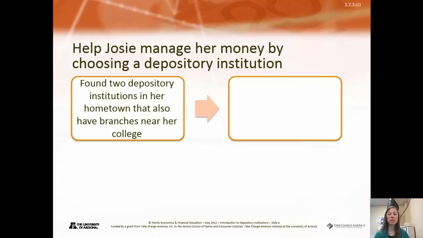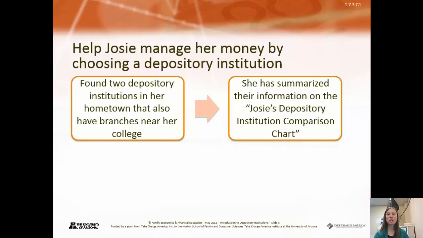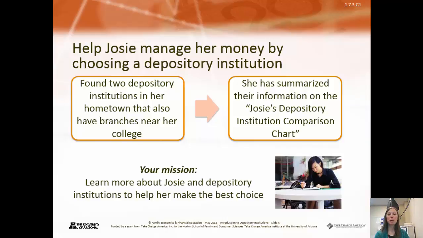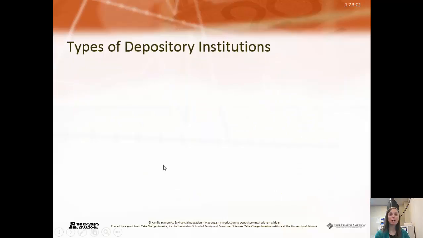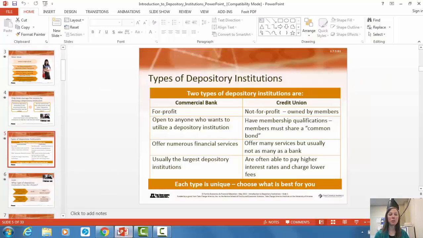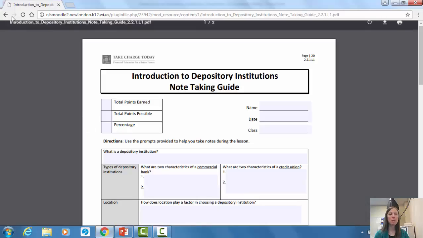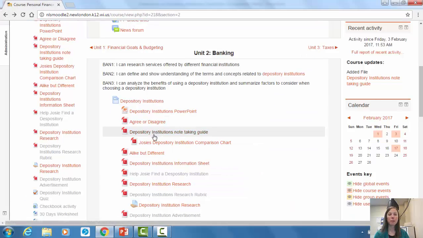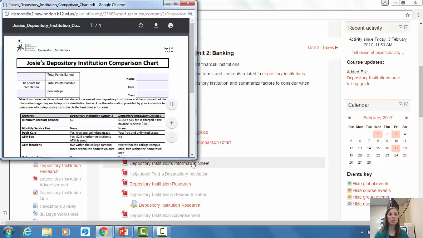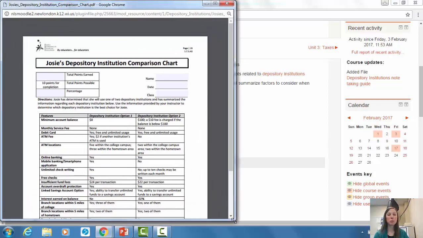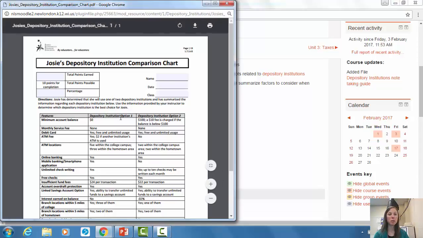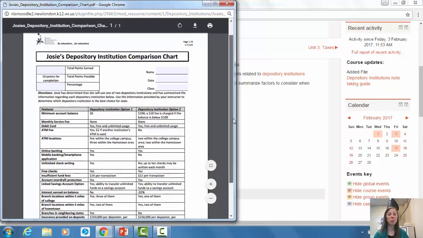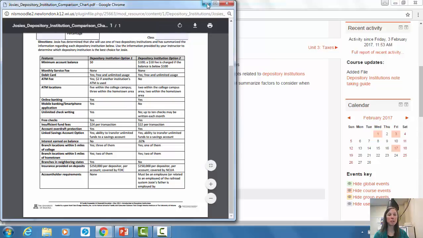She found 2 in her hometown that also have branches near her college, and she has summarized their information on the Josie's Depository Institution comparison chart. So we're going to help her learn more about those institutions to help her make the best choice. So before we go to slide 5 and go to that part in Moodle, I'll click back for my note-taking guide now. And her comparison chart is right here. And we'll be using this throughout this presentation. So here's Depository Institution 1, Depository Institution 2, and all different features that they have. And we will be comparing them throughout our presentation. So I'll minimize this for now.